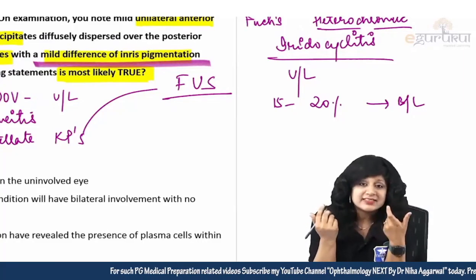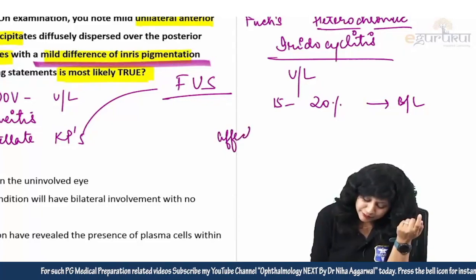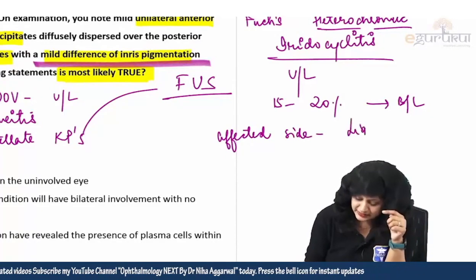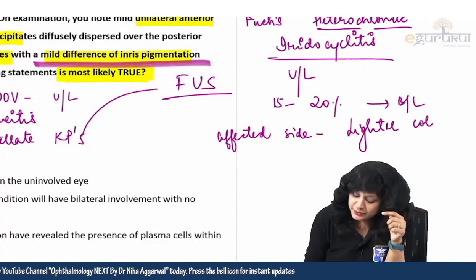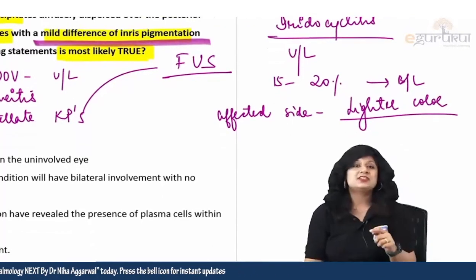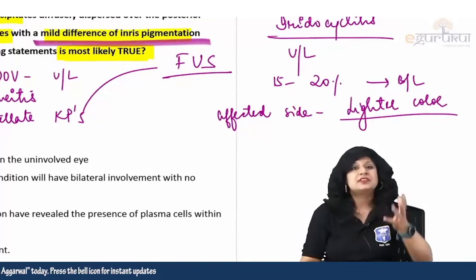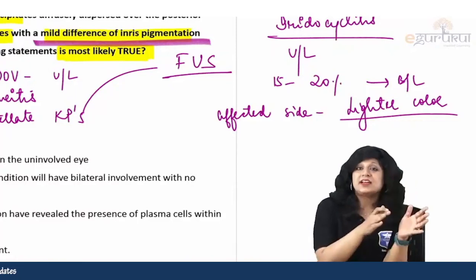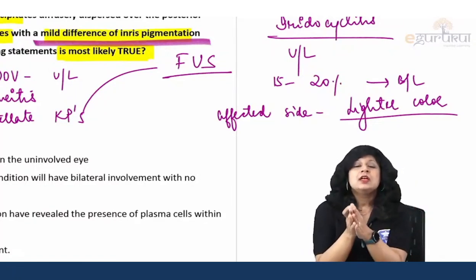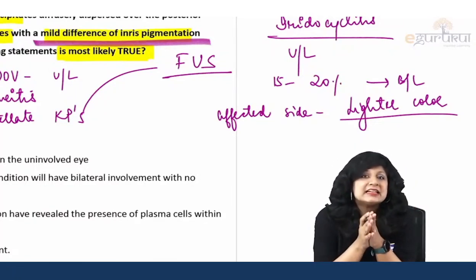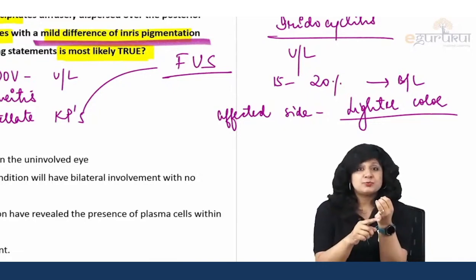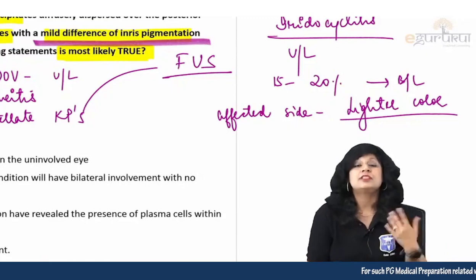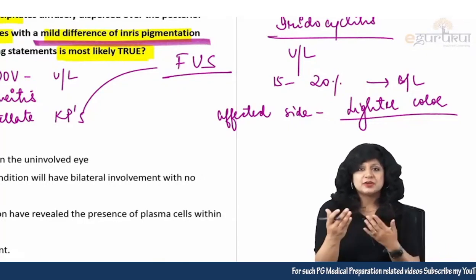So, if I talk about the affected side, okay, affected side is actually lighter color. Whenever you do the question related to the heterochromia, where you are having a difference in the color of the iris, always see that is it lighter color, the affected side, or darker colored. Because if you are getting the lighter colored, then it could be Horner syndrome also, it could be Fuchs heterochromic iridocyclitis. Darker colored is found with the prostaglandin analogs. So you have to see what it is going.